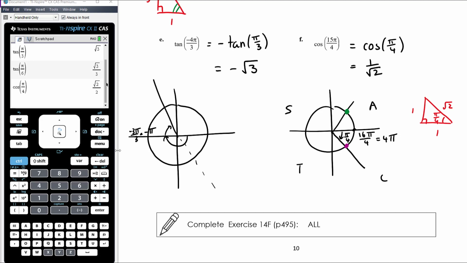Okay, so we want to play around with remembering the exact values. Again, I want you to not just sit there with a table next to you. There's no point in that. Anyone can refer to a table. If you have a table with you, it means you've got notes. It means you've got your CAS. You don't need a table.